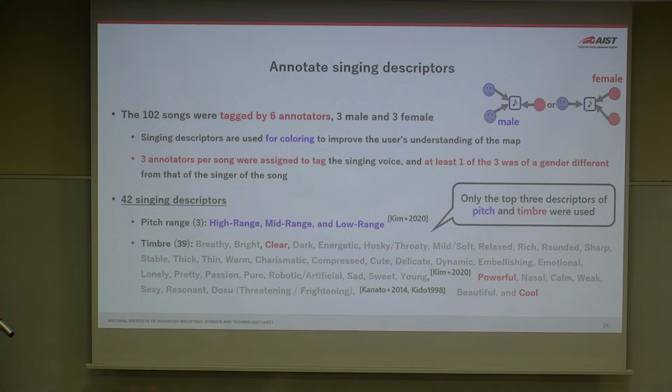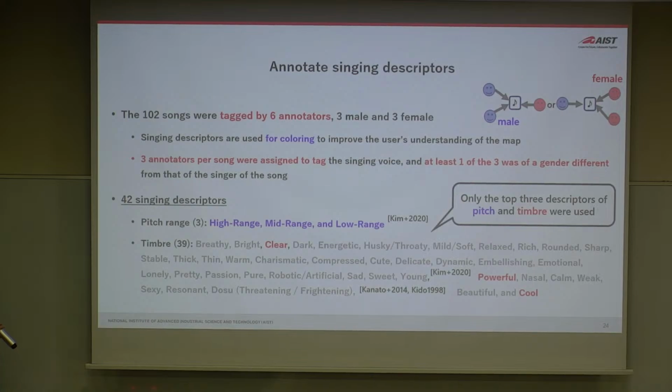In addition, the 102 songs were tagged, were annotated by 6 annotators, 3 male and 3 female. Singing descriptors can be used for coloring to improve the user's understanding of the map. 3 annotators per song were assigned to annotate the singing voice, and at least one of the 3 was of a gender different from that of the singer of the song, as shown on the upper right corner.